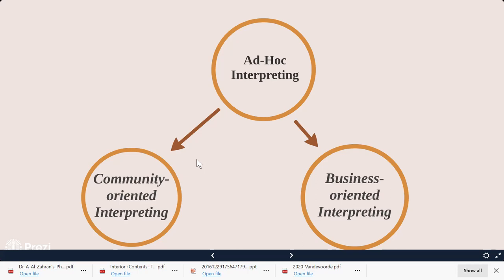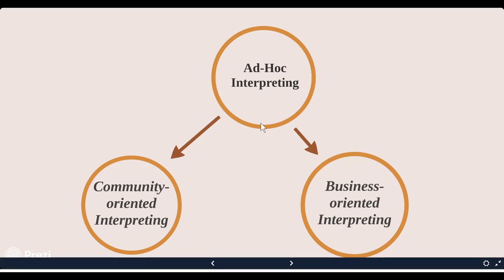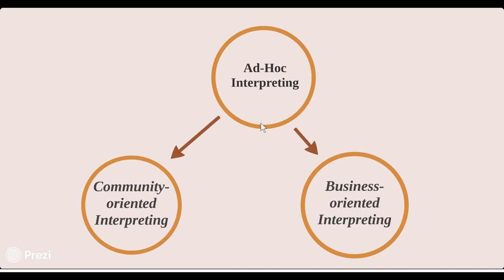We also have community-oriented interpreting, which is community-based interpreting, as we just explained. We have medical interpreting, sometimes called healthcare interpreting, when you need to go with the client to the hospital or the healthcare centers, or sometimes to the insurance office. All this goes under community interpreting. We also have legal interpreting and immigration office interpreting.